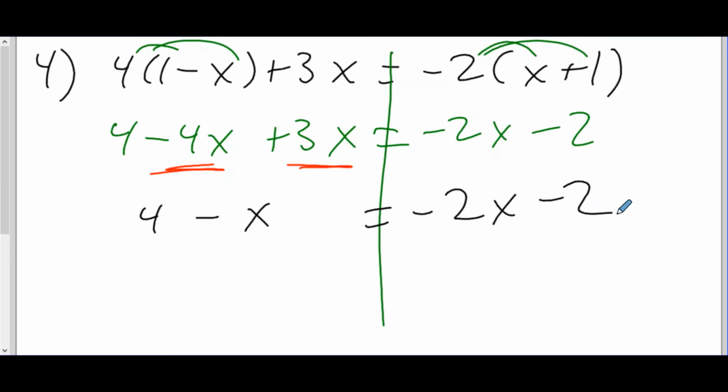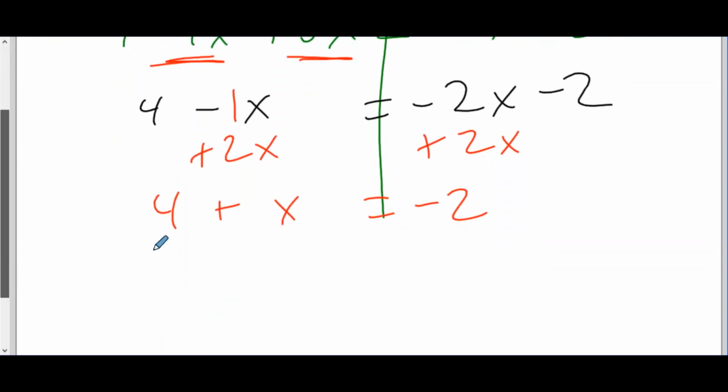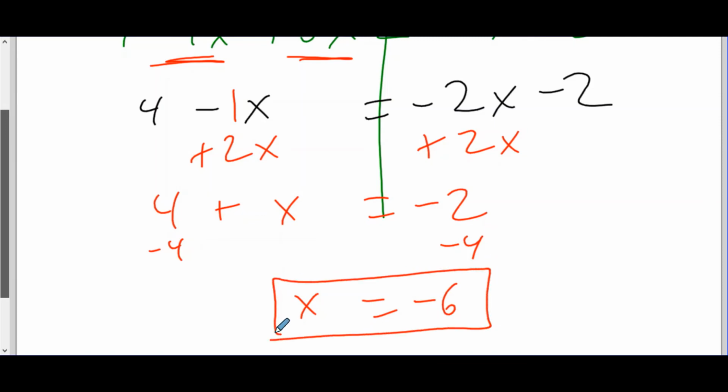So I simplified that side, and now the left and the right are fully simplified, and I can move my x's together. I'm going to choose to move this x to the left by adding 2x on both sides. So for a negative 1 plus 2 is just 1x, so I can just write x equals negative 2. Then I'm going to subtract 4, and x equals a negative 6. And you can go ahead and check that one on your own too.